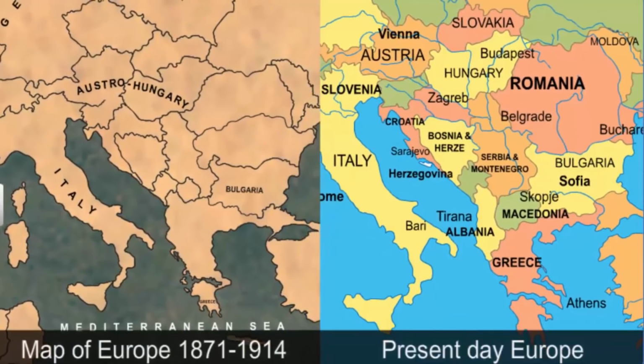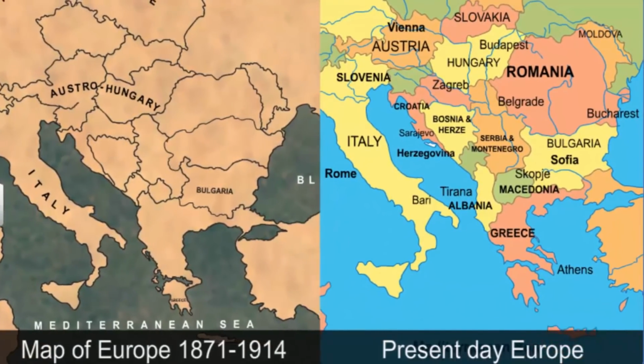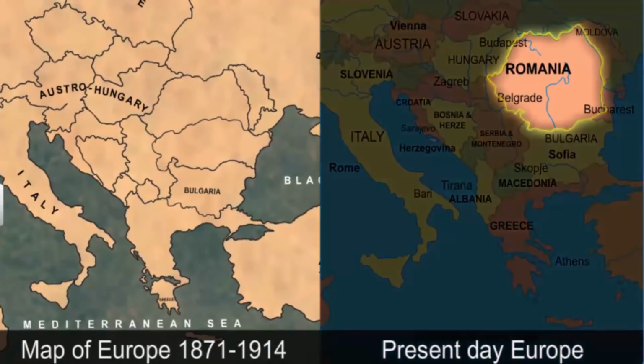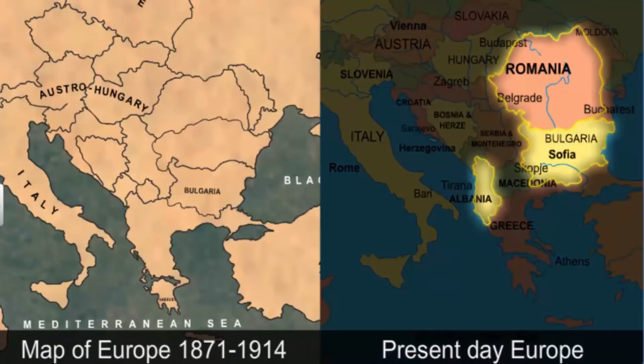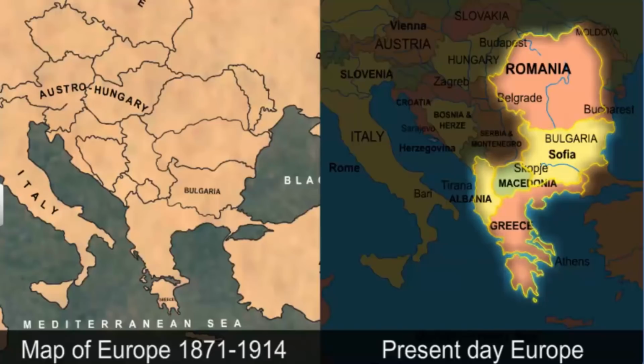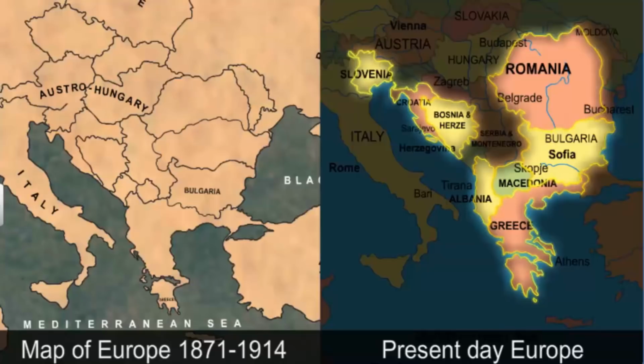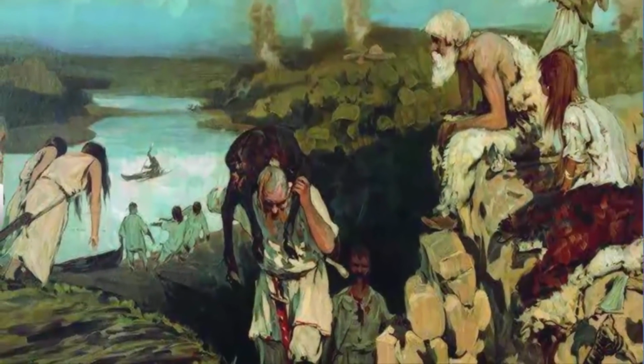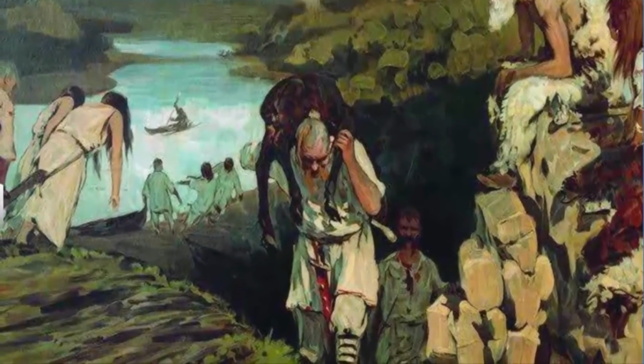The Balkans region consisted of the following countries of our times: Romania, Bulgaria, Albania, Greece, Macedonia, Croatia, Bosnia, Herzegovina, Slovenia, Serbia, and Montenegro. People of the Balkans were collectively known as Slavs.